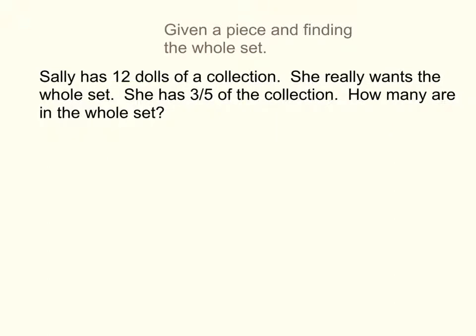We were given the piece and we're trying to find the whole. The clues we have are a lot of them. Here we can see that she has 12 dolls, and that she has 3/5. So that's our clue that she only has a piece of the collection. And also the question they're asking, how many are in the whole set? We're trying to find the whole set. So there's many clues to know which way we're solving.